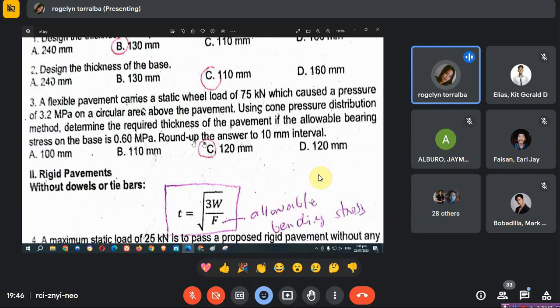A flexible pavement carries a static wheel load of 75 kilonewton, which caused a pressure of 3.2 megapascal on a circular area above the pavement. So, using a cone pressure distribution method, determine the required thickness of the pavement. If the allowable bearing stress of the base is 0.60 megapascal. Round up the answer to 10 millimeter interval. Okay? So, saan siya kopyahan, class?